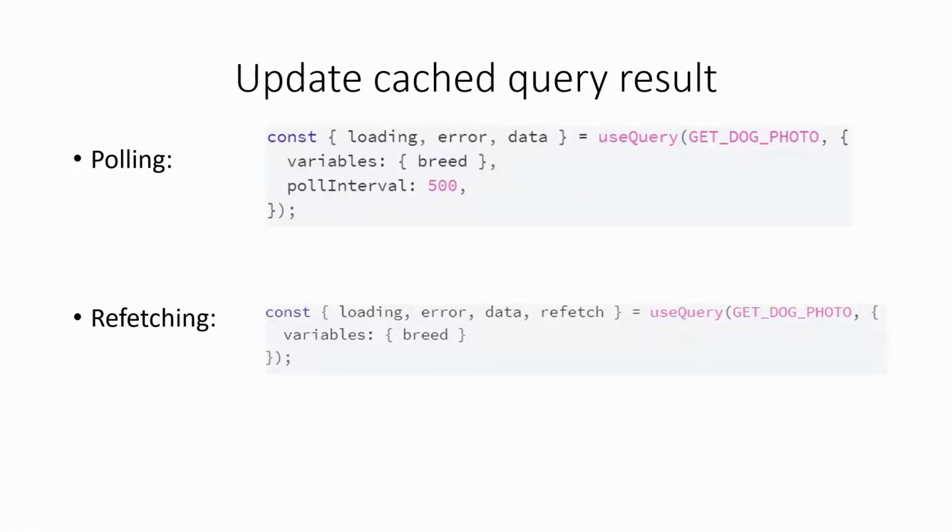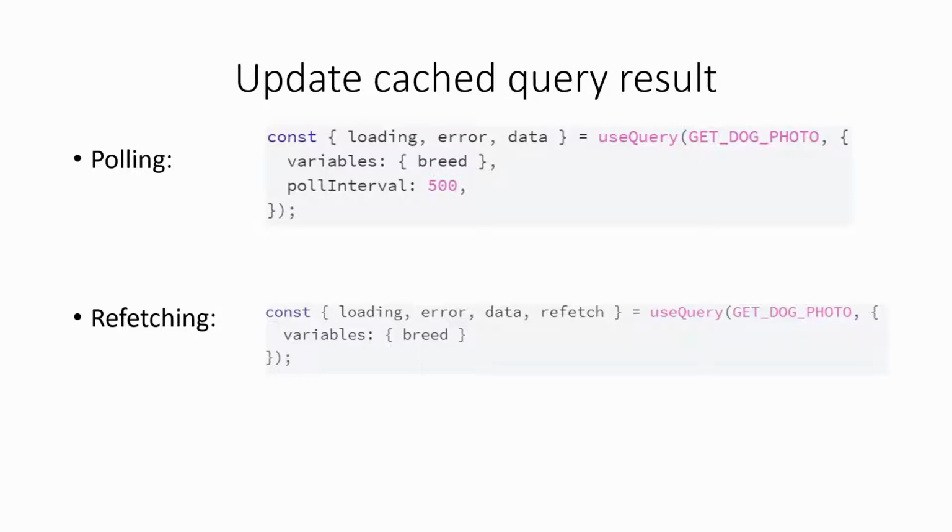So aside from the fetchMore function we mentioned last week when we were doing the paginated query, there are also methods such as polling and refetching, with which you can update the cache query by sending requests directly to the server. So polling and refetching don't actually look at the cache. They will directly send the network request to get the newest data from the server and update the cache.